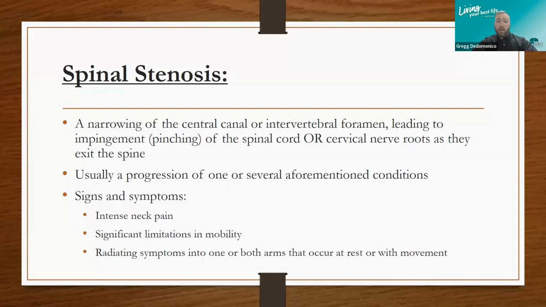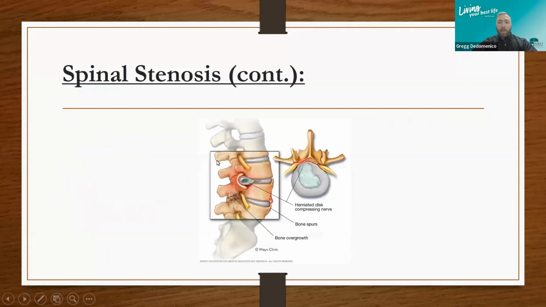So spinal stenosis can be caused by that facet joint irritation, and it can be caused by the disc encroaching on the spinal cord or the nerves. And it leads to really intense neck pain, significant limitations in mobility, and often radiating symptoms into one or both arms that occur either at rest or with movement. This is a picture of what that looks like. Again, not exactly the cervical spine, but you can see how a disc or some of this degeneration surrounding the facet can cause these issues.